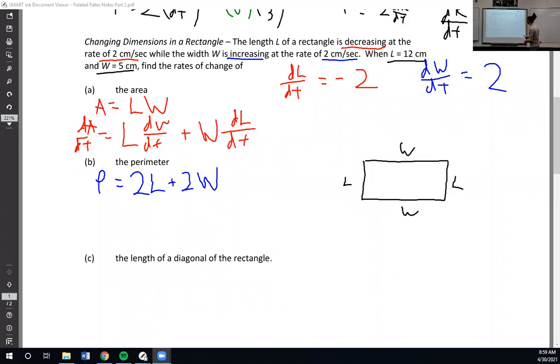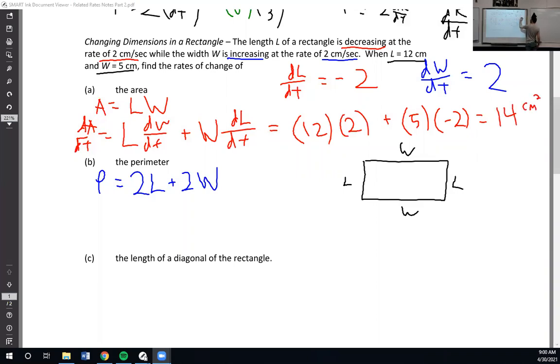And derivative of W is just dW/dt. Derivative of L is just dL/dt. And now we have all those values, so let's plug them in. L times dW/dt. So L is 12 times dW/dt is 2. And then W is 5, dW/dt is negative 2. So that's going to be 24 minus 10 is 14 centimeters squared per second, because now we're finding rate of change of an area.